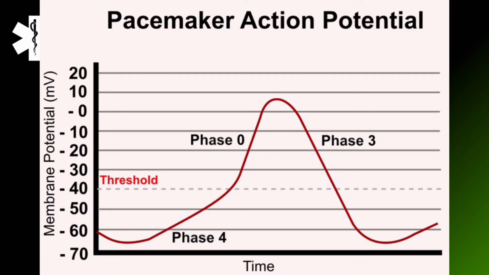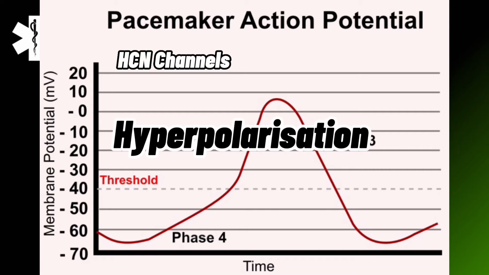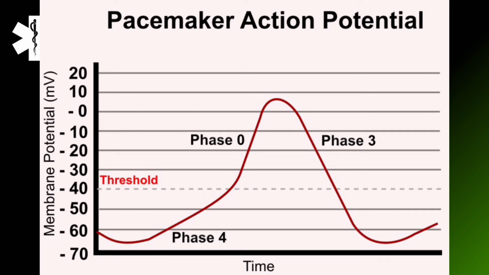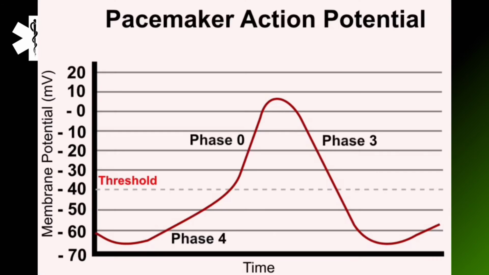All right, so right off the bat here in phase 4, we see hyperpolarization has occurred. Now this initiates the HCN channels, otherwise known as the hyperpolarization-activated cyclic nucleotide-gated sodium channels, to initiate the funny current. I'm not even joking. That's the name that medical scientists came up with. All right, back to the diagram. So opening of the HCN channels allows a slow influx of sodium, causing gradual depolarization all the way to the threshold potential of -40 millivolts.